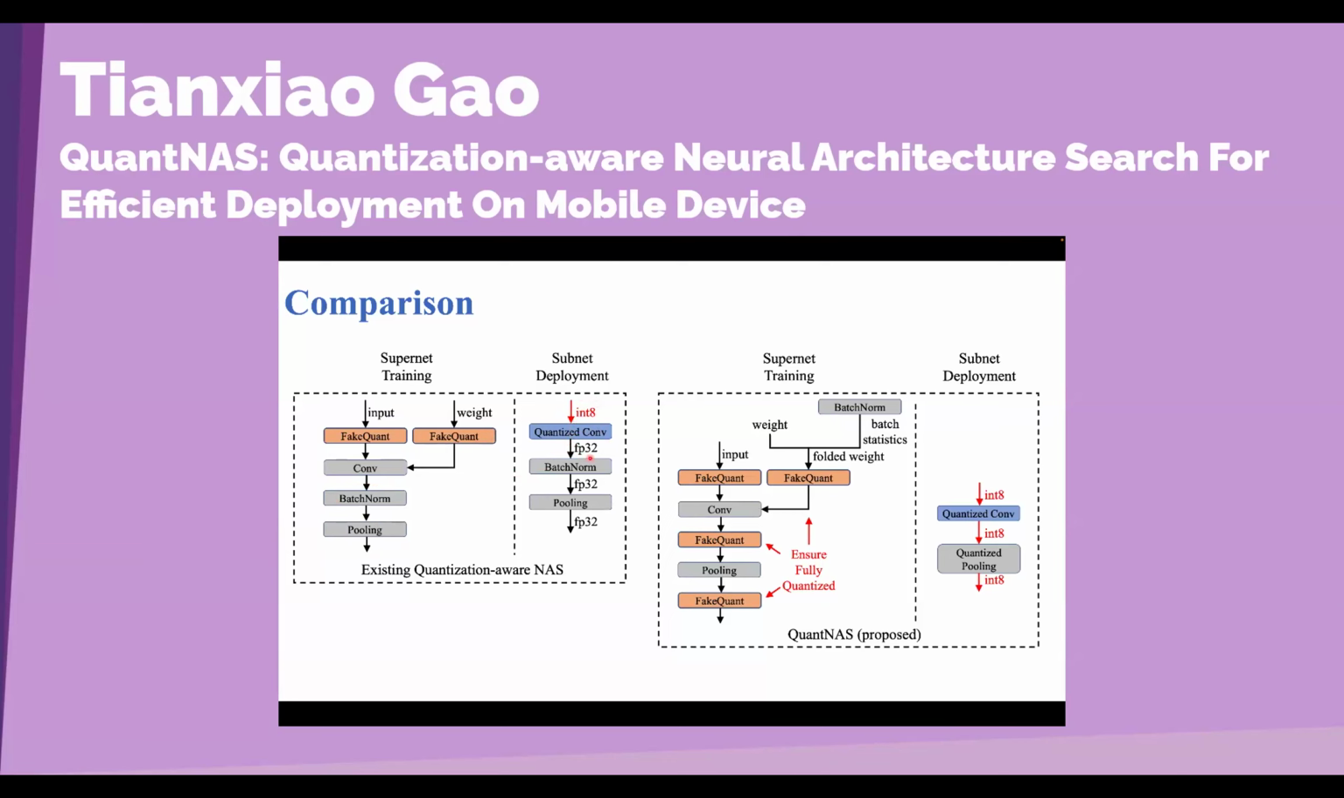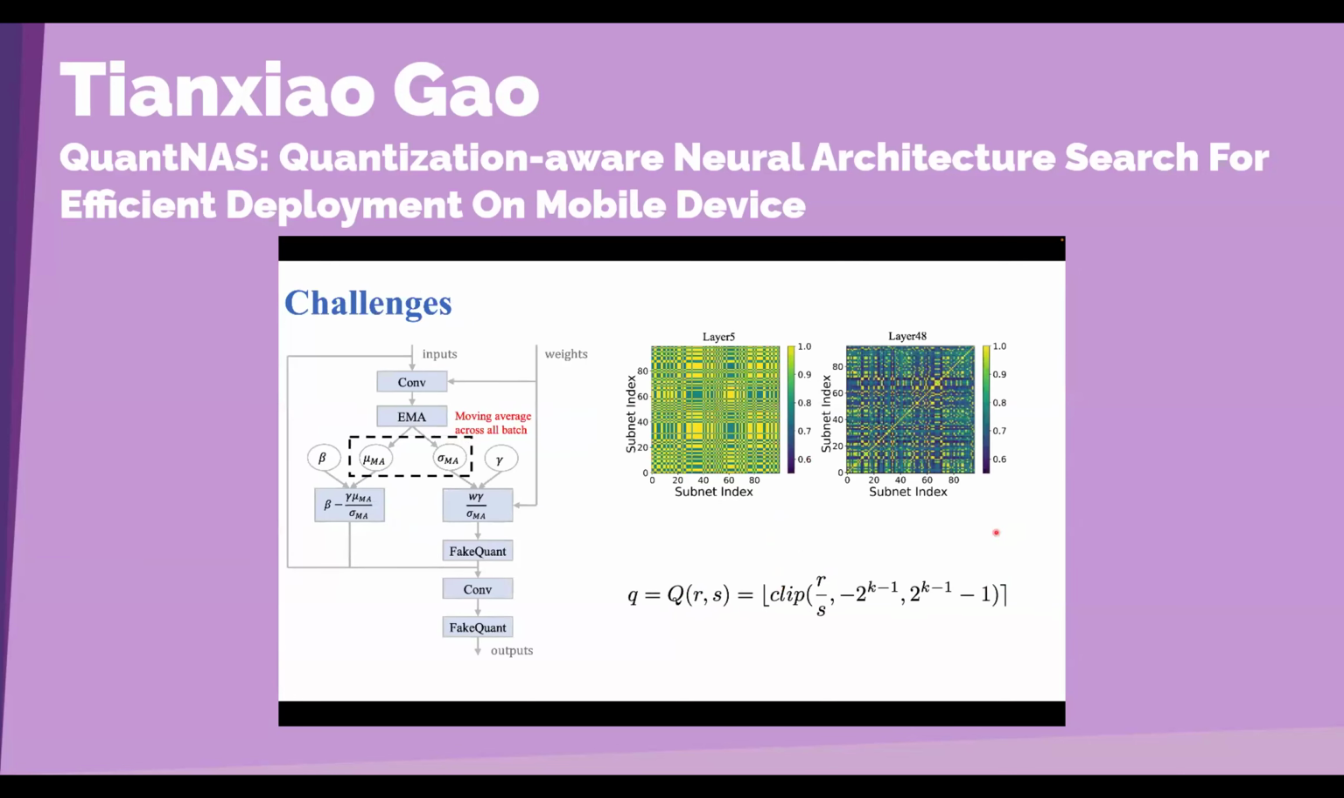For our method, during SuperNet training, we consider the optimization during deployment, such as quant BN folding, and we ensure all the layers are fully quantized. So the quant BN layer can be simplified to a quant conv layer during deployment, and the whole subnet can perform integer calculations. However, simulating the deployment behavior is challenging.